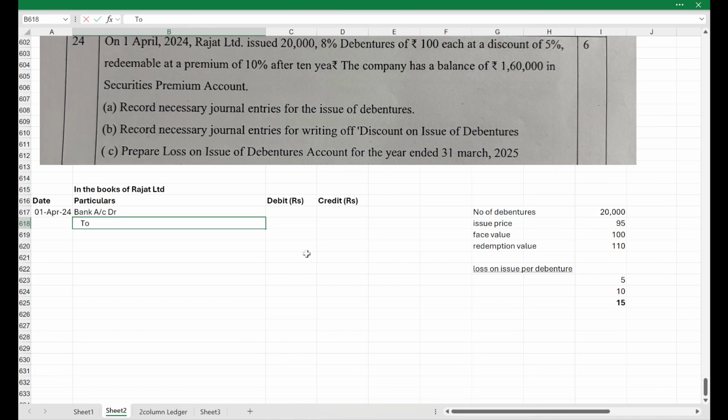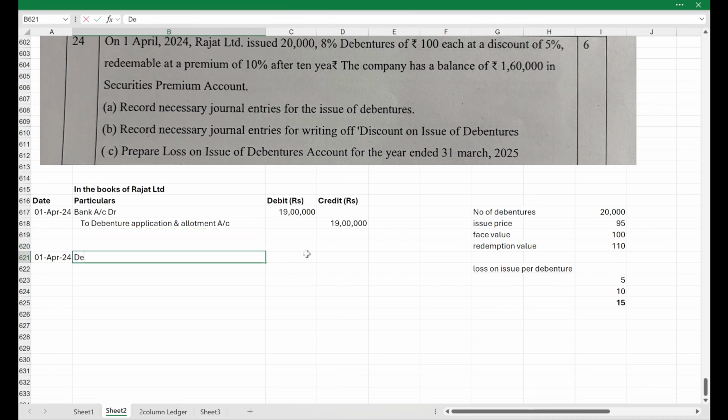Bank account debit to debenture application and allotment account, because it is like a lump sum issue. So bank account debit to debenture application and allotment. The multiplication is 20,000 debentures and we received 95 rupees per debenture. So 19 lakhs to 19 lakhs. So this is the first entry. I hope you write the narration by yourself. You just have to write money received for 20,000 debentures issued at a discount of 5%. That will be the narration.